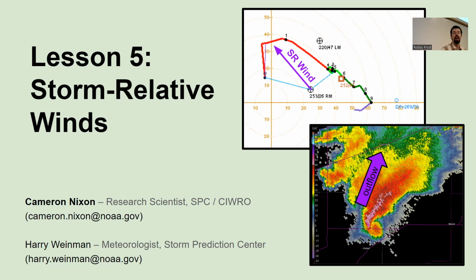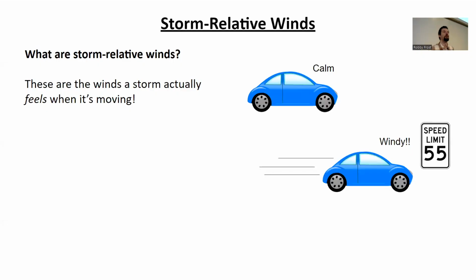So now, when we've talked about hodograph shape and why that's important, when we have a supercell or a convective storm, the hodograph matters in relationship to that storm, right? It's not just the shape of the hodograph, it's how that storm is using it at this specific point in time. So what are storm relative winds?